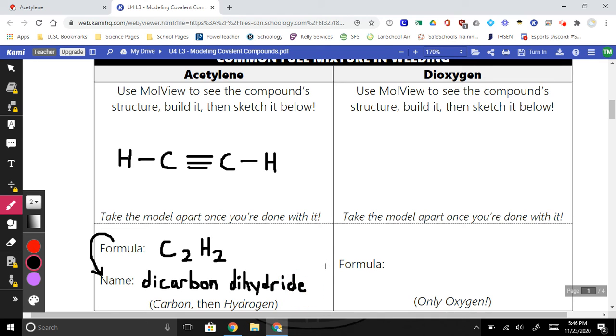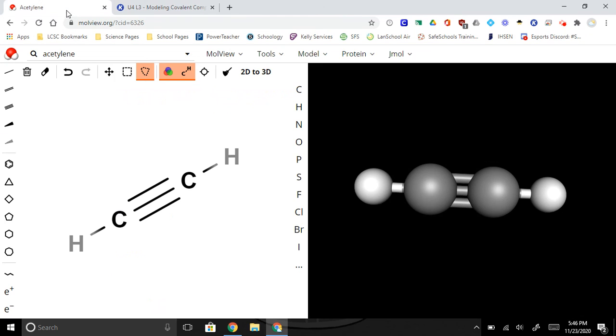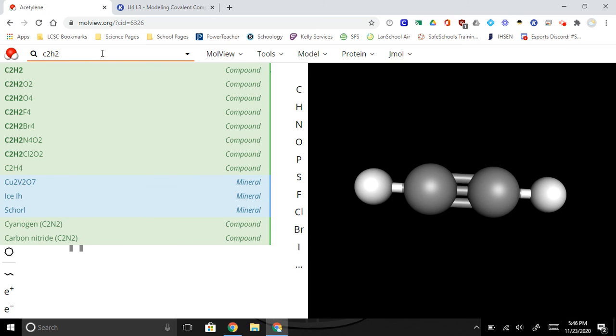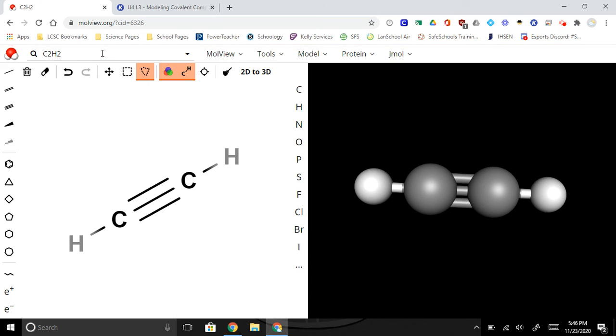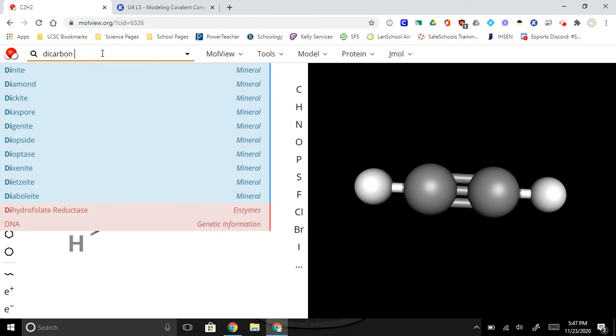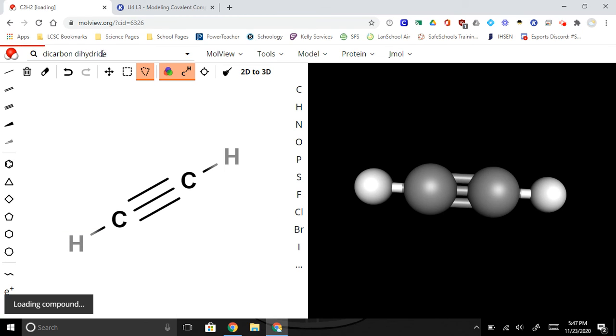Okay. And again, I don't have to do this, but I'm going to go check back on MolView for funsies and see if this works. So if I type in C2H2, let's see if MolView can figure out what it's supposed to look like. Okay, it came up with the same thing. Good sign. Let's try dicarbon dihydride. What's it thinking? Let's see. Nope. Well, that's okay. We got the formula to work, and that's still a good sign we're on the right track.